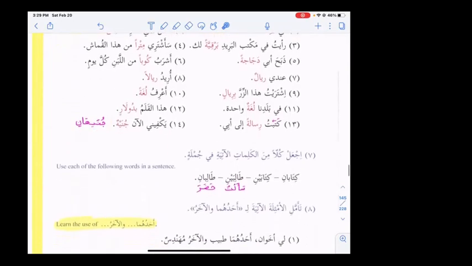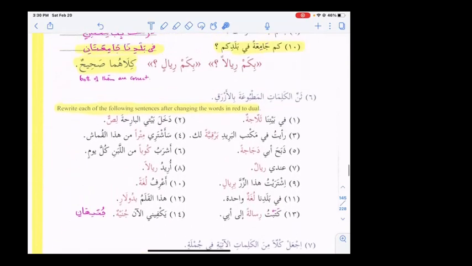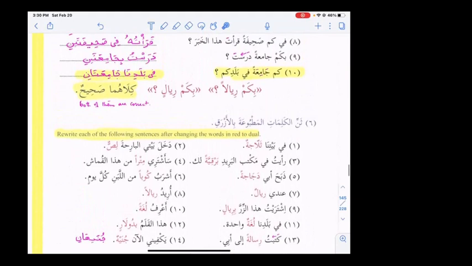That's it, my brothers and sisters. We'll do more next time. I will write down this exercise 6, inshallah. Once again, I apologize for the disruption.